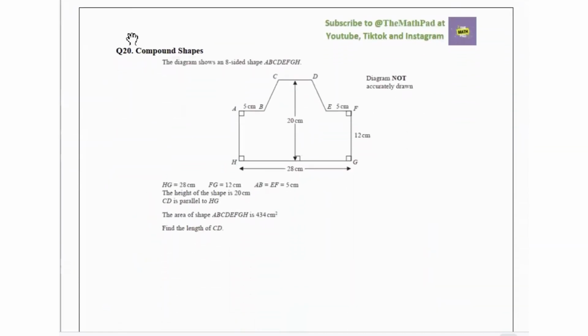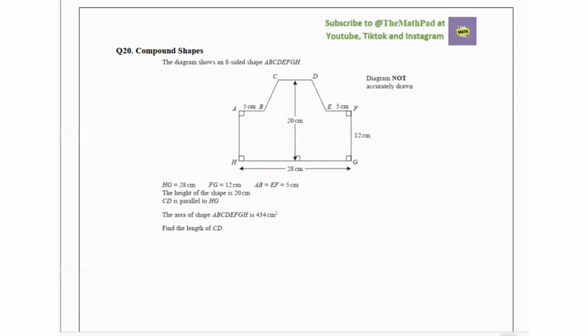Compound shapes. So in this one, it says that the diagram shows an 8-sided shape, A, B, C, D, E, F, G, H. And HG is given as 28. FG is given as 12. AB equals EF, which is 5. The height of the shape is 20 centimeters. CD is parallel to HG. The area of the shape is 434 centimeters square. We have to find the length of CD.